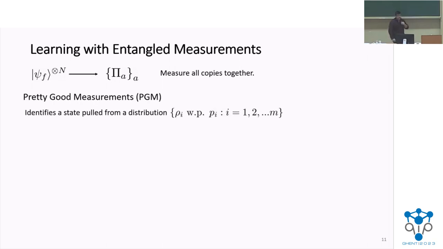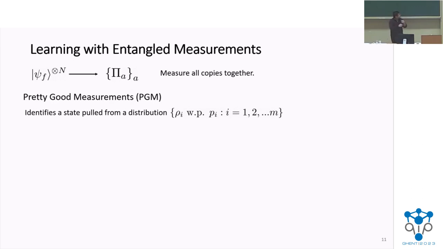So now, can we do better? Perhaps using entangled measurements, where we can measure all copies together. We'll consider the pretty good measurement, which is popular in quantum state identification.